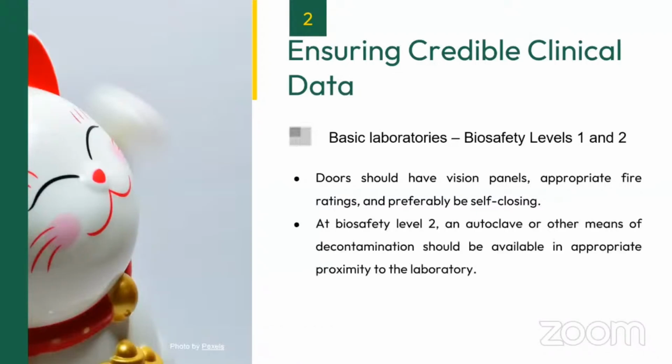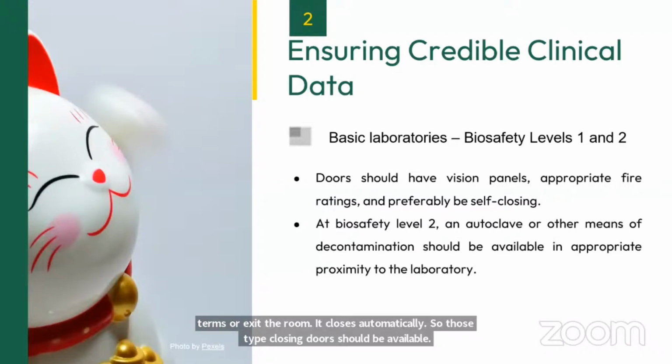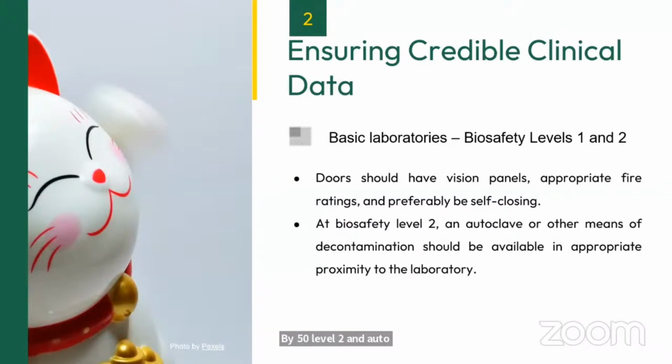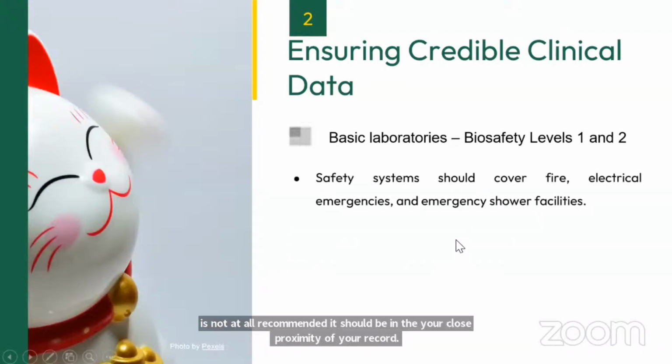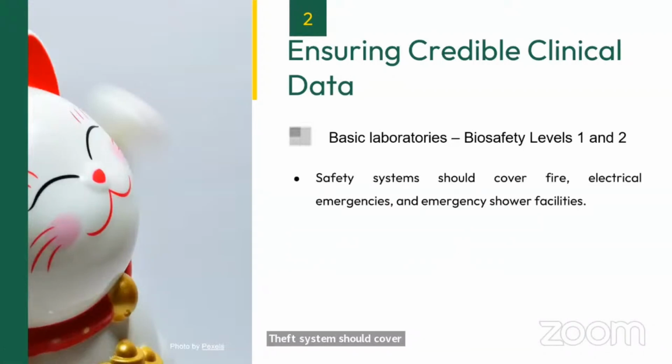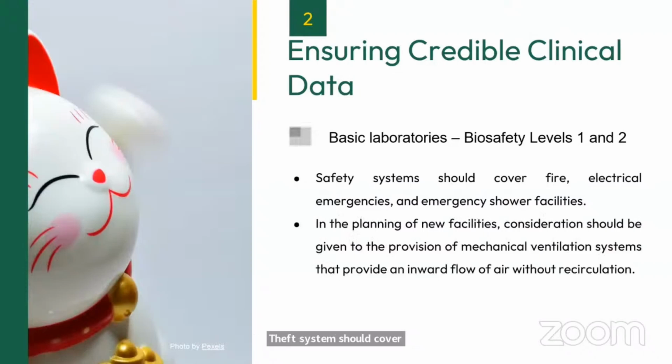A biosafety cabinet and an autoclave or other means of decontamination should be available in appropriate proximity to the laboratory. So it should be available within your laboratory area. Not that the laboratory is in one place and in some other building you have kept the biosafety cabinet. It is not at all recommended. It should be in close proximity of your laboratory. Safety systems should cover fire, electrical emergencies, and emergency shower facilities. These are all important things which should be available in your laboratory.